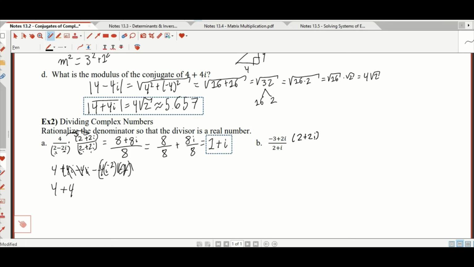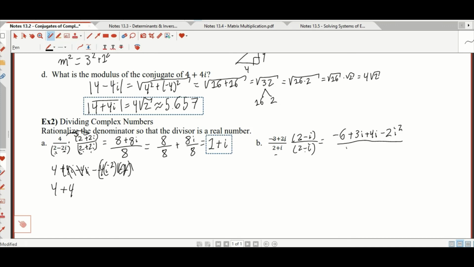2 plus 2i. Oopsie, that's not correct. That was the last one. 2 minus i, the complex conjugate of the denominator, which 2 plus i would have a conjugate of 2 minus i. Multiply. Negative 3 times 2 is negative 6. Negative 3 times minus i is a plus 3i. 2i times 2 is a plus 4i. 2i times a negative i is a minus 2i squared.